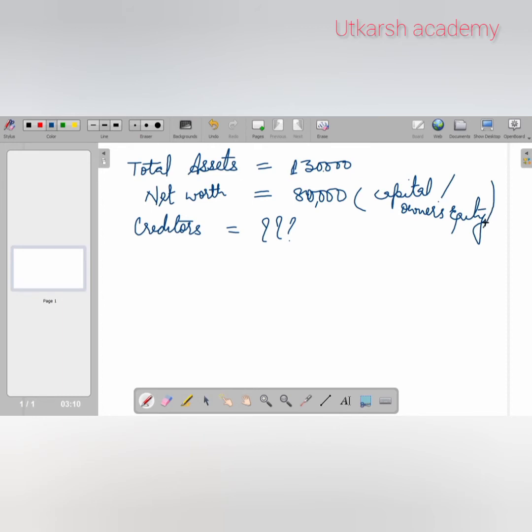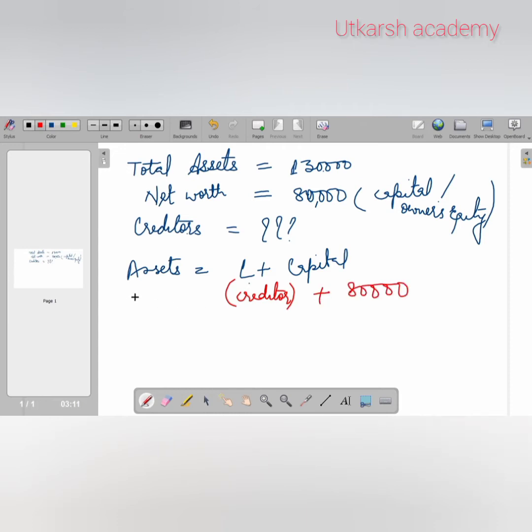So how we will solve? See again, assets is equal to liability plus capital. So liability is creditor. So creditor plus capital. What is capital? 80,000. What is assets? 1,30,000. So just bring this creditor this side.